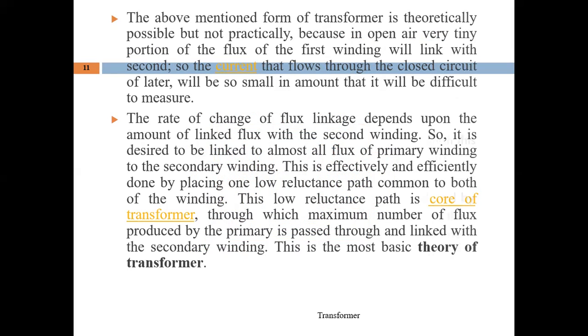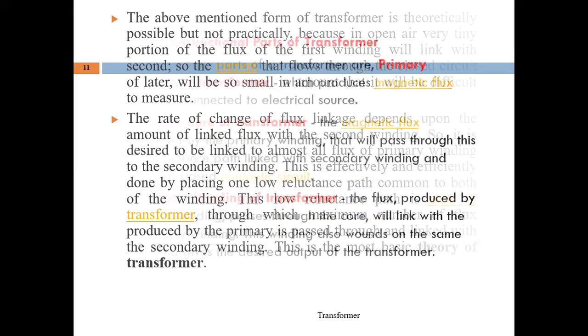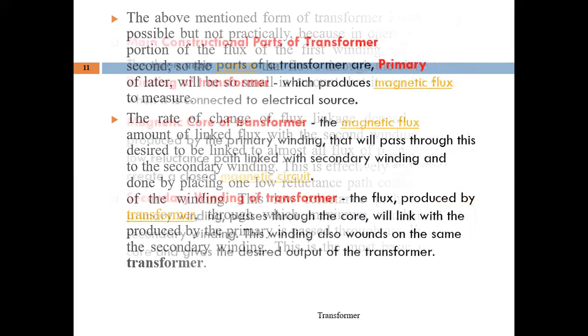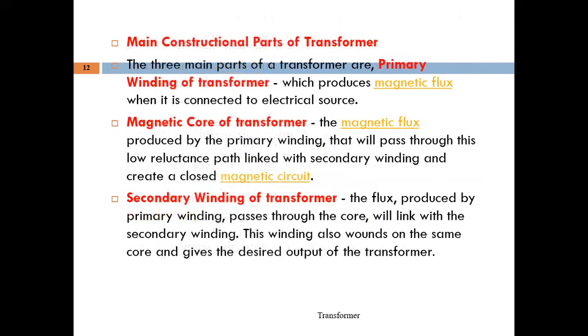Now the core type transformer. In this type of transformer, the windings cover a large portion of the core. The windings, that is the low voltage winding and high voltage winding, are wound on the limb, which is made up of laminations. So here are the main constructional parts of the transformer.